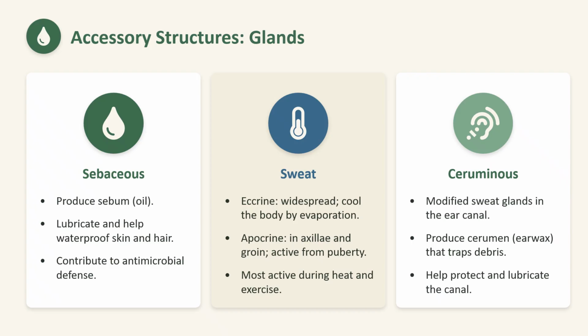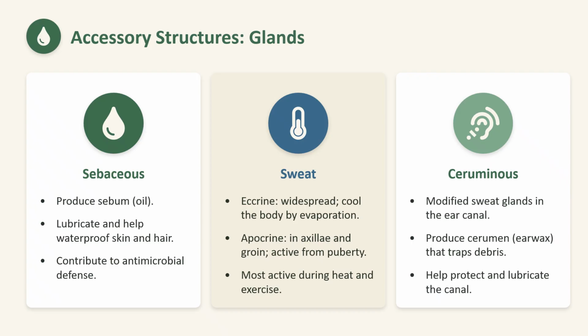Sweat glands in the middle come in two kinds. Eccrine glands are the widespread ones all over the body. They release watery sweat onto the surface, and as that sweat evaporates, it cools you down. This is the heart of thermal regulation, and it's most active during heat and exercise.